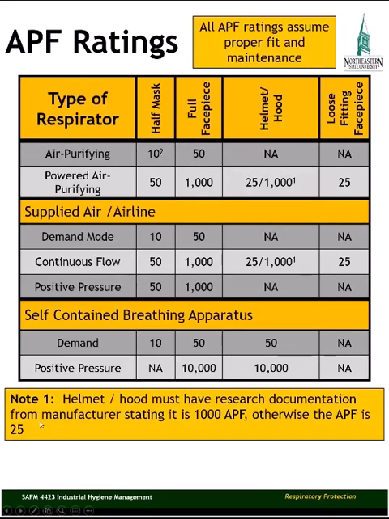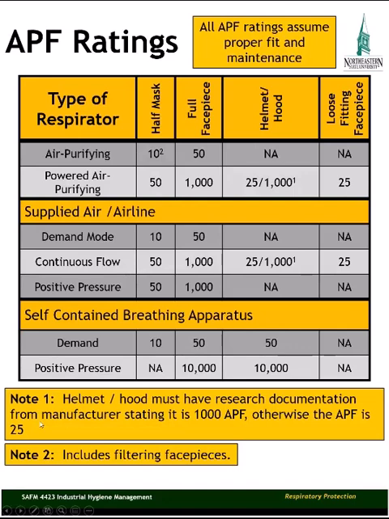That was this chart with all the APFs for the different types of respirators, and this is correct. If I went back to the original OSHA chart, that is correct. But this is demand mode positive pressure. Demand mode positive pressure, you're talking about situations where you're not going to use the helmet or the hood. There is no APF for demand mode positive pressure for a helmet or a hood.